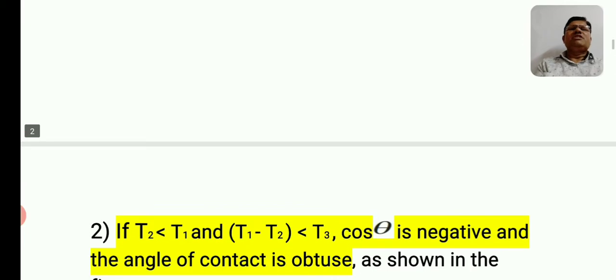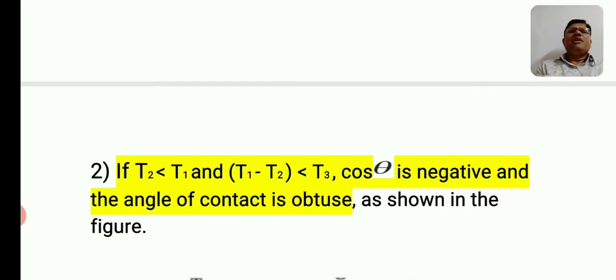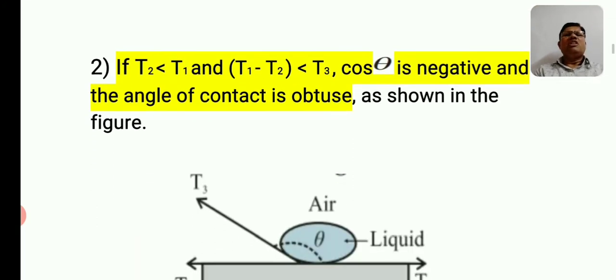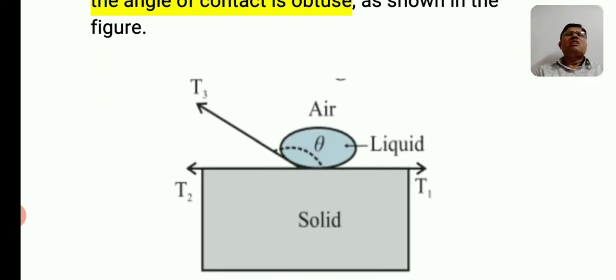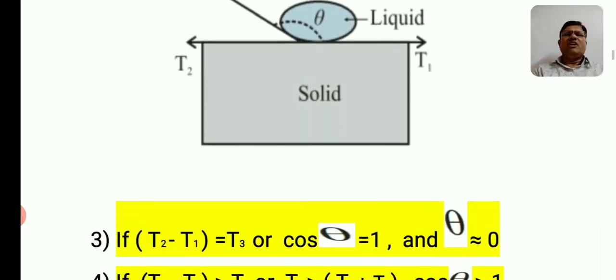Now in the second case, if T2 is less than T1 and T1 minus T2 is less than T3, here cos theta becomes negative and the angle of contact becomes obtuse, which is shown in the following figure. So here a liquid drop is placed on a solid surface. T1, T2 and T3 are also tangential forces. Here the angle of contact is obtuse, which is clearly shown in that figure.